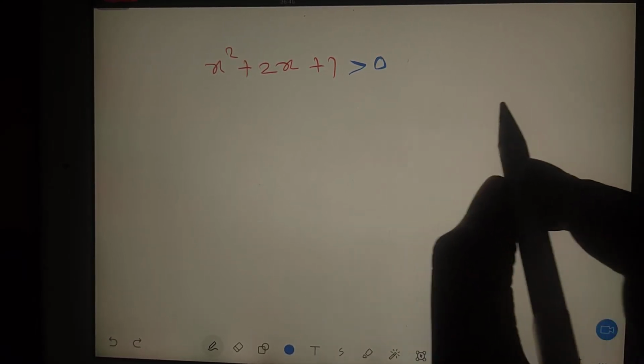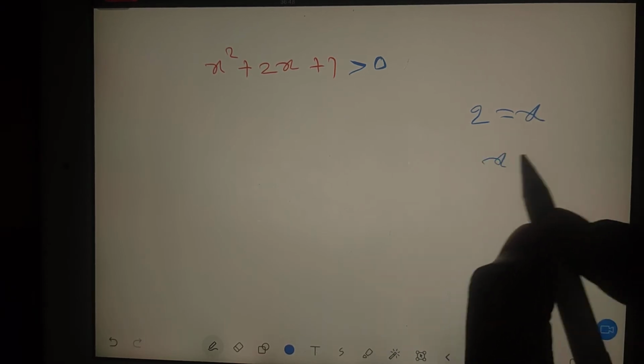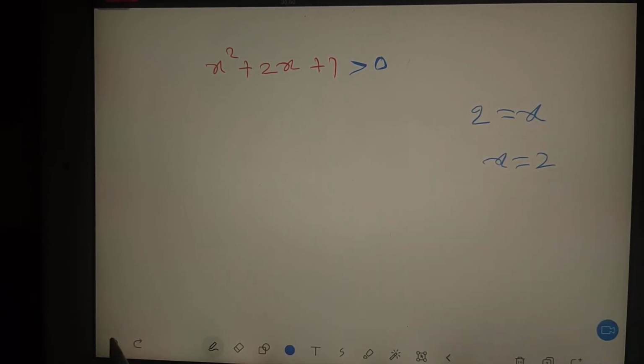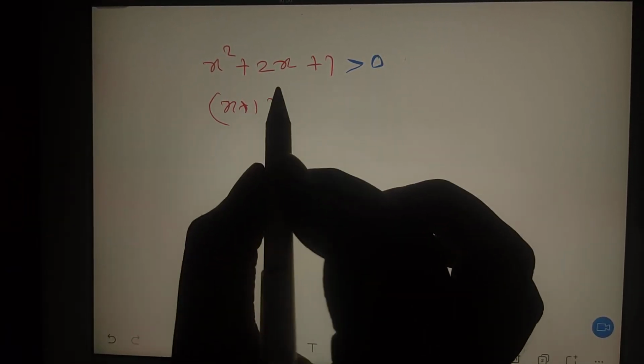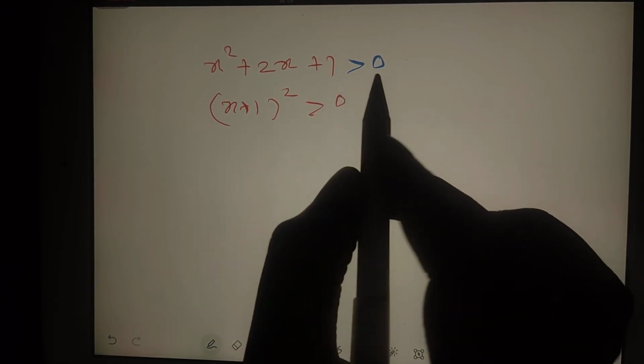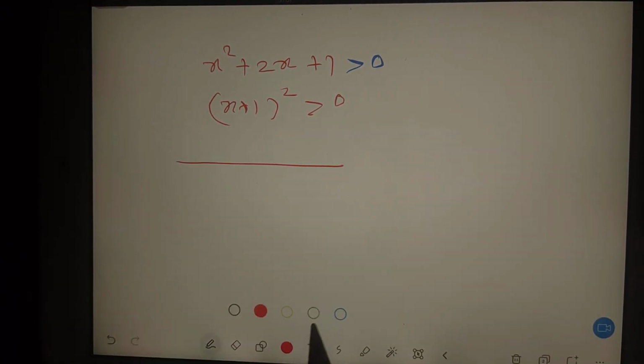Sometimes, in childhood we used to calculate 2 is equal to x, then we used to write x is equal to 2. So that part I'm doing here. Now next part. x square plus 2x plus 1 you can write as x plus 1 whole square greater than 0. So for this you will apply.